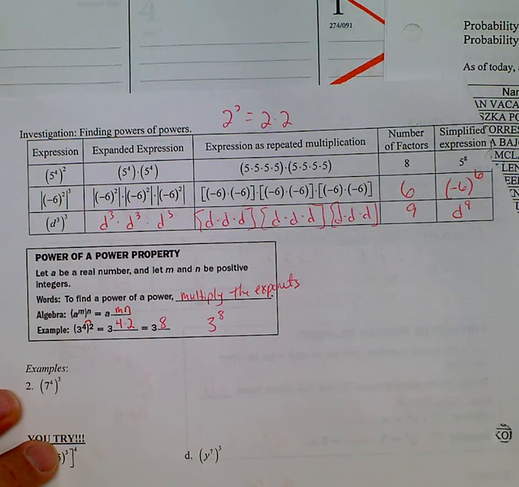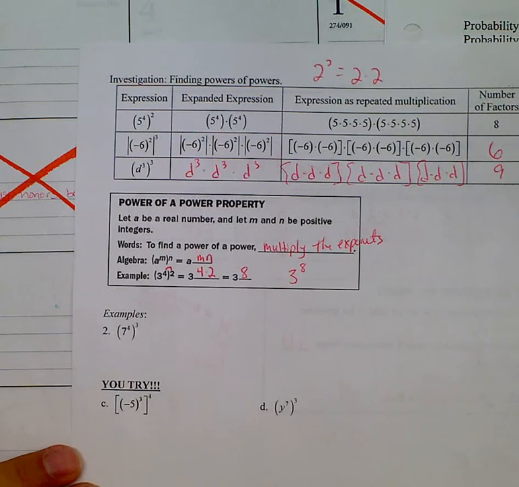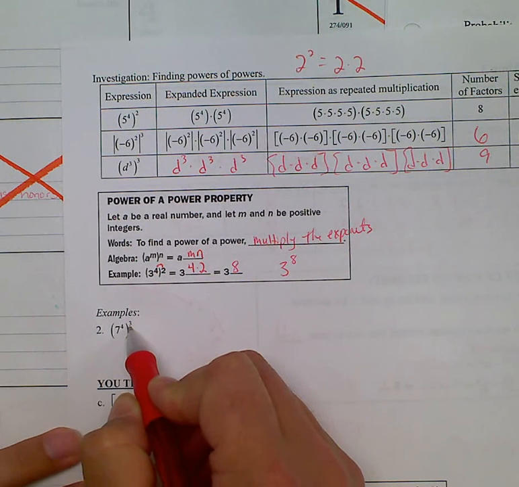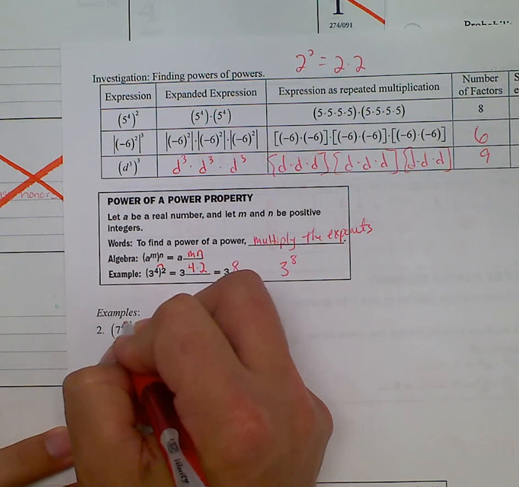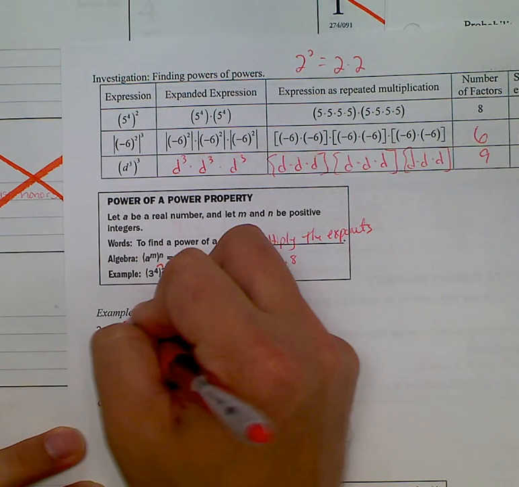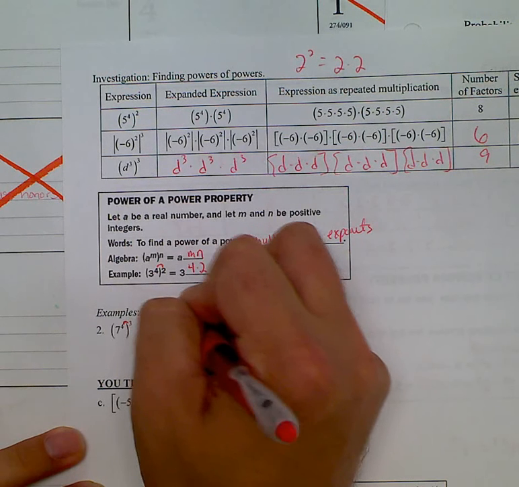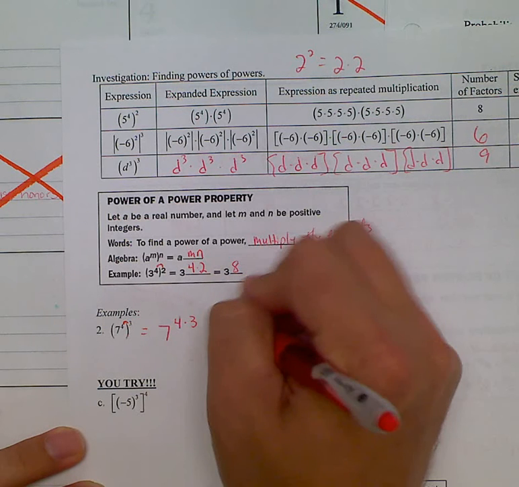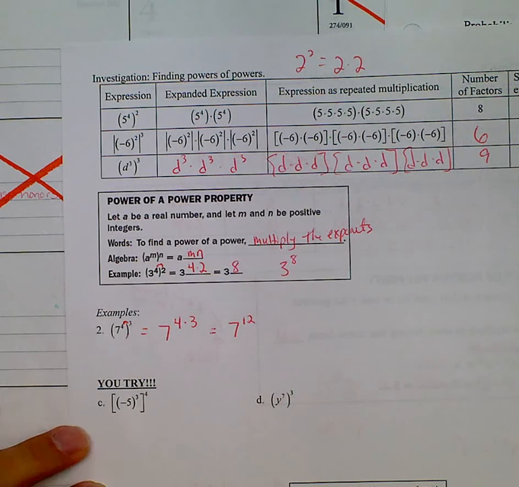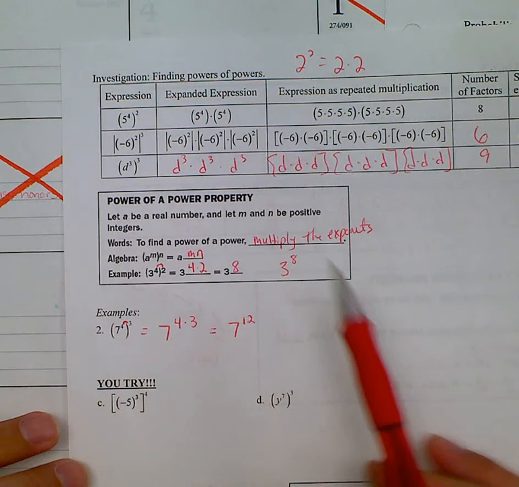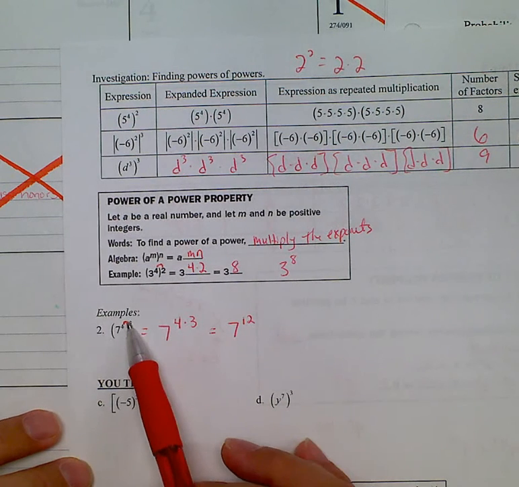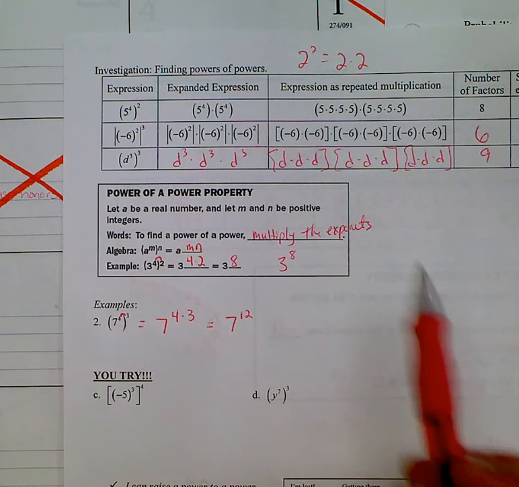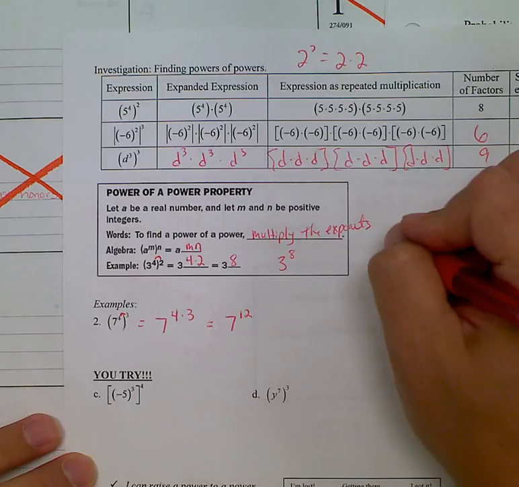For our first example, I have 7 to the 4th power, and that's all to the power of 3. I kind of like distributing just to that exponent. So that really equals 7 to the 4 times 3 power, and that equals 7 to the 12th. If I have an exponent outside of a group of exponents, I'm going to multiply that in. That's called power of a power, because this has a power, and it's to another power.